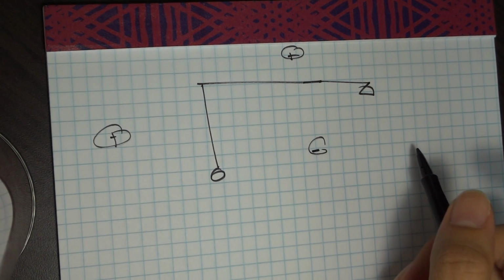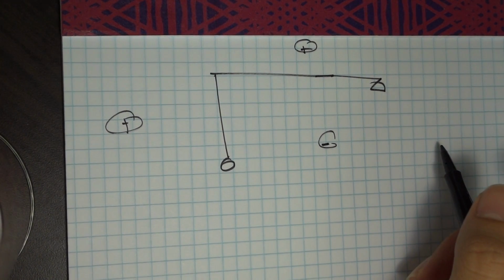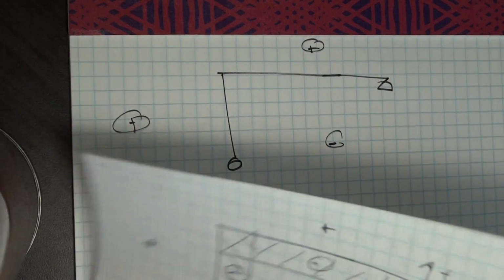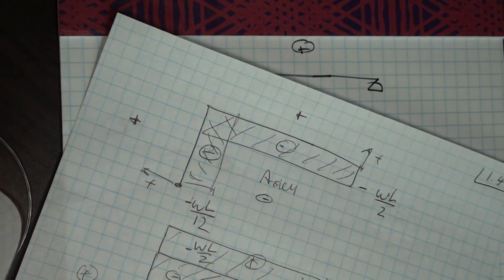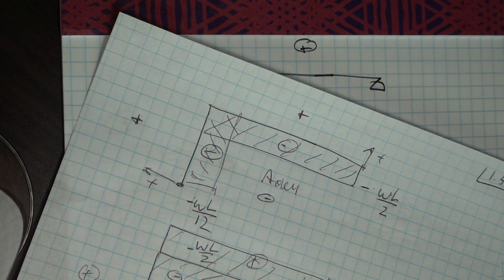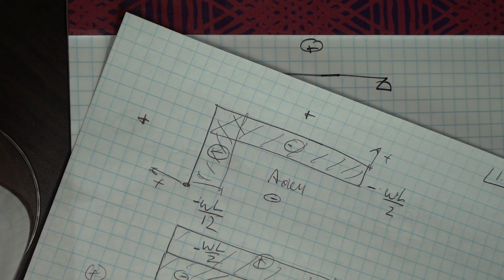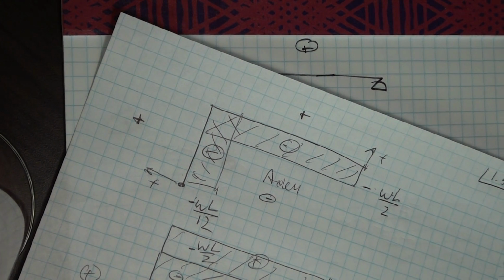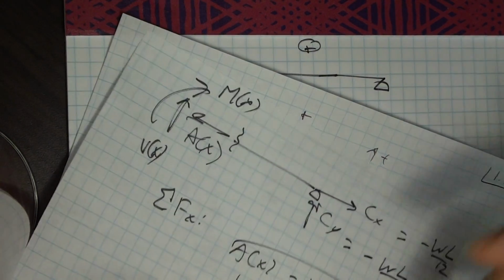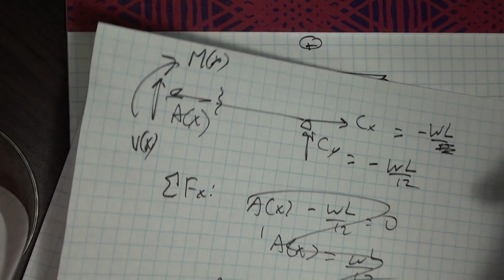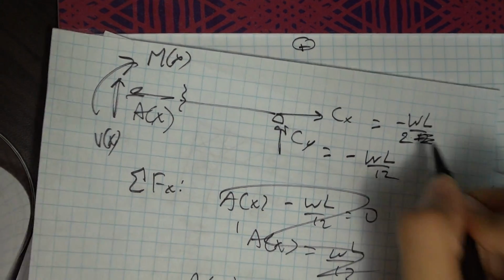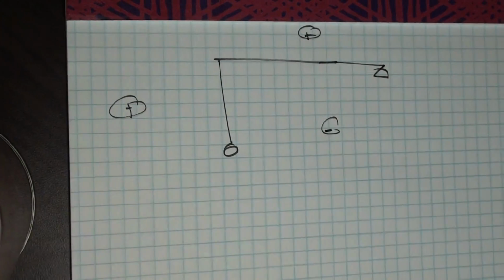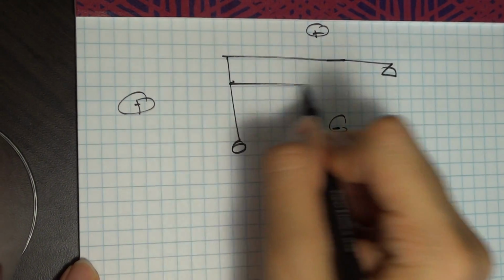value. Sorry, did I mess this up again? Oh no, what did I mess up here? I do not want to make the first 10 minutes of this video again. I'm sorry, this force here is WL on 2, not on 12. Negative WL on 2. This axial force should be negative WL on 2.